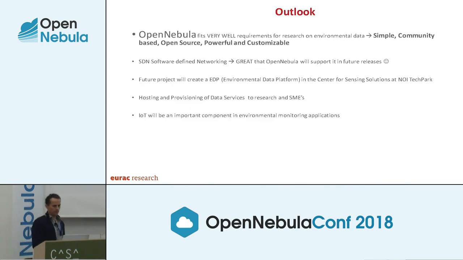So the outlook: OpenNebula fits very well the requirements for research on environmental data. Again, the reasons we all know. What we plan is to expand the networking capabilities, and it was already announced that this will be a feature of the coming releases. Our plan is to expand and create an environmental data platform, which will be part of a project. So we will try to expand the platform and infrastructure which we have, and to make it also accessible to outside users or project partners.